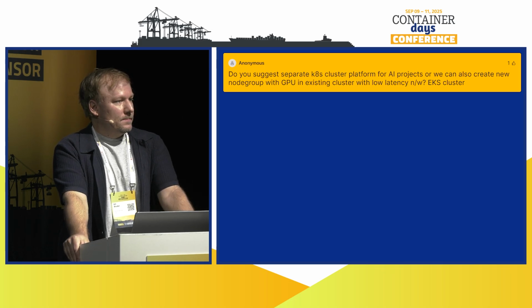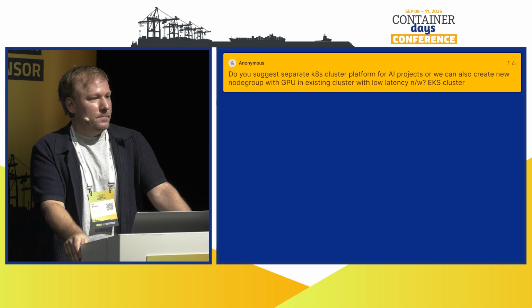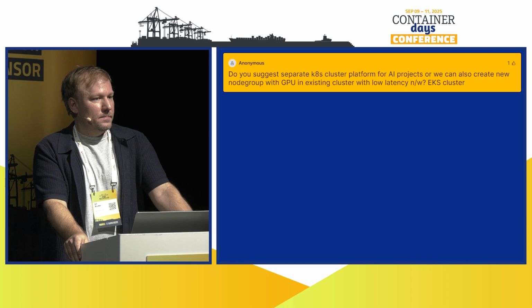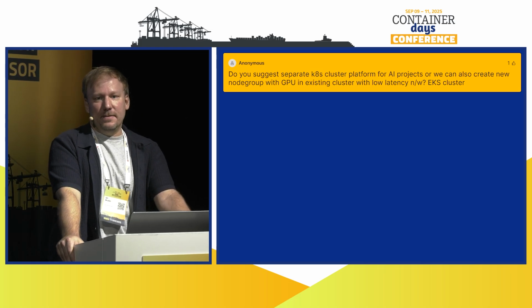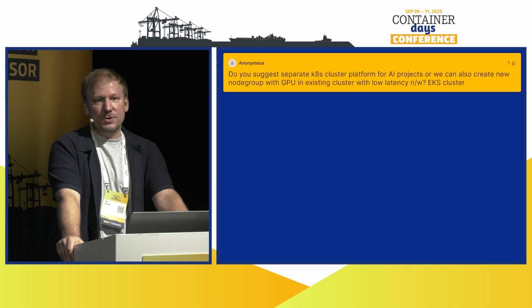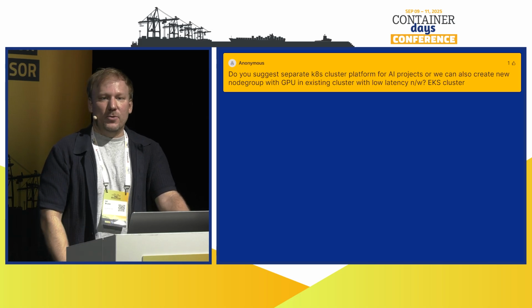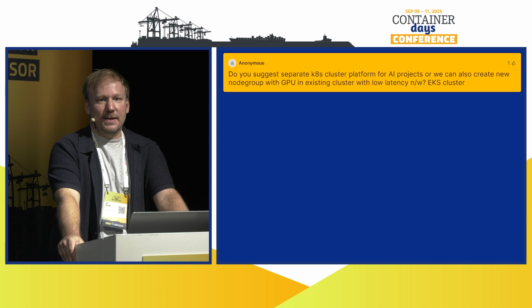One last question. Do you suggest separate Kubernetes clusters or platforms for AI projects, or can we also create a new node group with GPU in an existing cluster with low latency? I think there's no general rule to do it. Obviously, in the AI cluster, you need to have GPU resources, but that doesn't mean that you can't also run non-AI applications there. You could have maybe two or three worker nodes with GPUs, and a number of other worker nodes that don't have GPUs, and Kubernetes takes care of scheduling the containers to the right hosts. So I don't think there's anything against that.